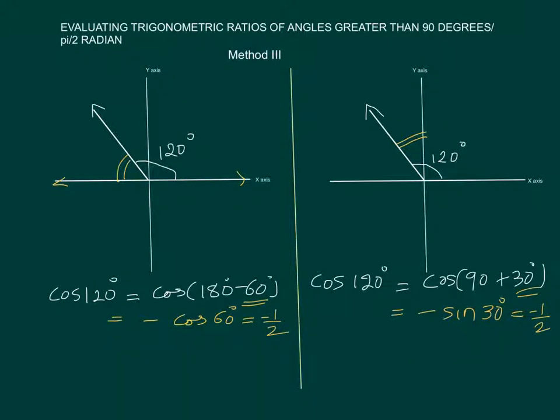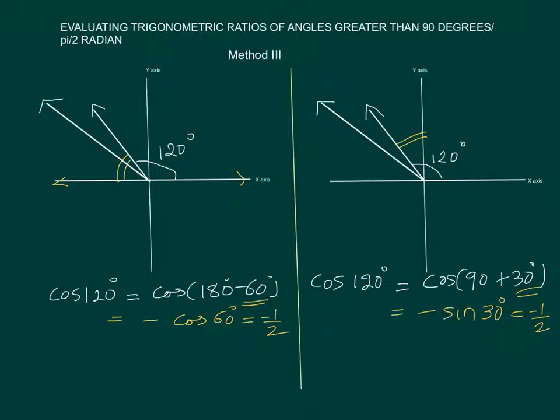So clearly we have seen that if our angle is lying in the second quadrant, it is up to the student whether to write it as 180 minus theta form or 90 plus theta form. When we are writing in 180 minus theta form, we are basically taking the x-axis as the line of reference to calculate the reference angle, and when we are writing it as 90 plus theta form, we are taking the y-axis as the line of reference for calculating the reference angle. Let us take some more angles.